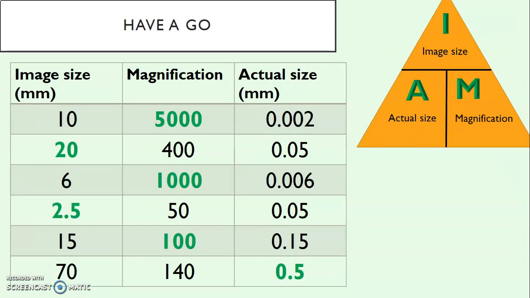So welcome back, guys. Hopefully you've paused, had a go at that. Just check your answers. So on the first one, the magnification is 5,000 times bigger. On number 2, the image size is 20 millimeters. Number 3, the magnification is times 1,000. On number 4, the image size is 2.5 millimeters. On number 5, the magnification is times 100, and then on the last one the actual size is 0.5 millimeters. So please have a go at these and learn that image size equals actual size times magnification.